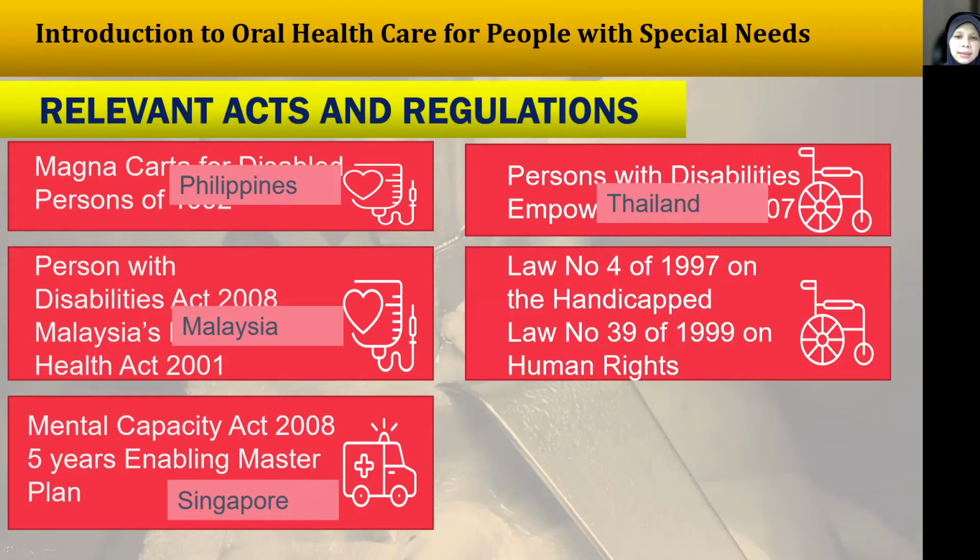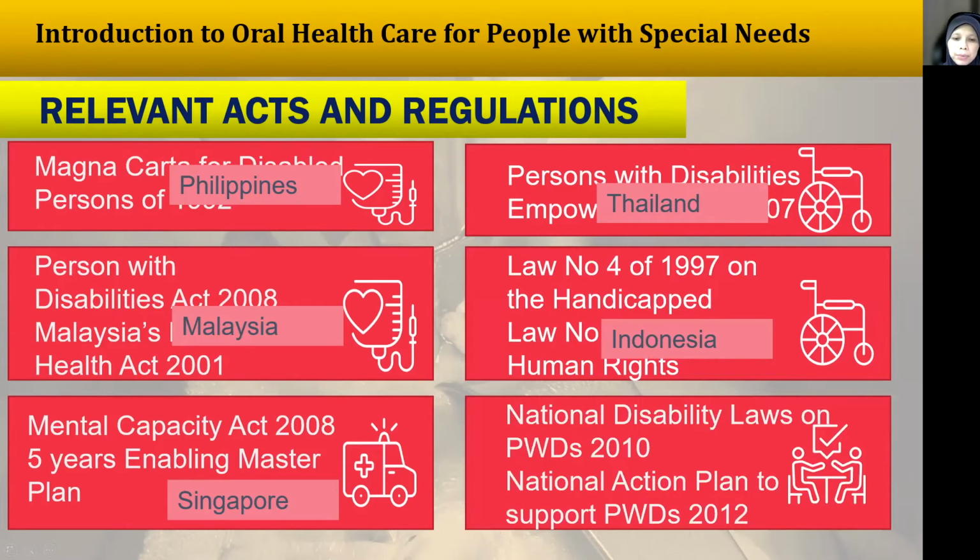This is from Thailand. And Law Number 4 of 1997 on the Handicapped, and Law Number 39 of 1999 on Human Rights. This is in Indonesia. And the National Disability Law on People with Disabilities 2010, and the National Action Plan to Support People with Disability 2012. This is in Vietnam. I believe that you have that kind of law as well in other countries, in Cambodia, for example, but I'm sorry that I cannot trace it on the internet. I tried to Google the law on disability in Cambodia, but I cannot find it. So I'm sorry about that, but I'm sure you are aware of the local acts and regulations that exist in your own country.